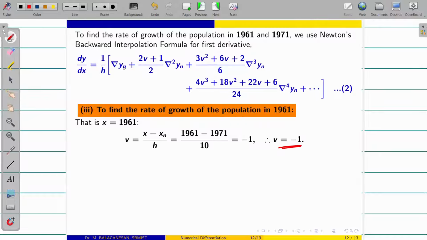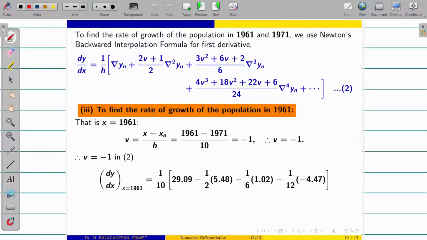We have to substitute the v value here. And the del yn, del square yn, del cube yn, del power 4 yn, we can take from the table. The last and the end values represent the del yn, del square yn, del cube yn, del power 4 yn. So substitute in equation 2. Simplify that. We can get this answer. So the rate of growth of population in 1961 is 2.65525.